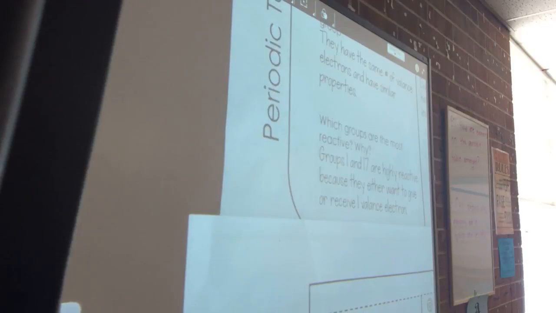Which groups are the most reactive and why? They mentioned that in the Brain Pop video, 1 and 17. Group number 1 has 1 valence electron in its outer shell. That's it, just 1. Group 17 is missing 1 valence electron in its outer shell. So they both want to find that last single electron bond to make them stable. The ones with 1 valence electron want to get rid of that electron so they can be stable. The ones with 1 missing are looking to get just 1 more electron, whether they share it, trade it, get rid of it, gain it, whatever. They want to be complete.